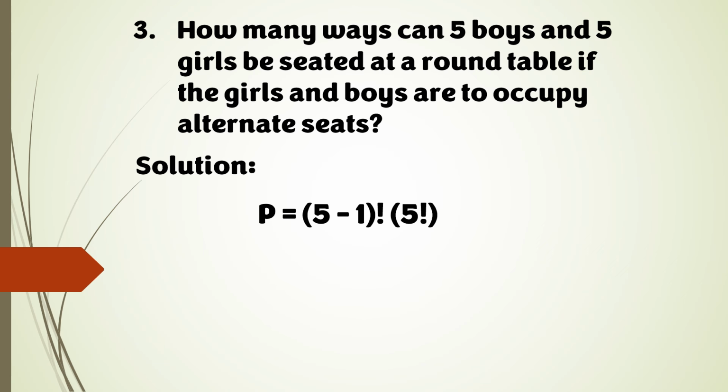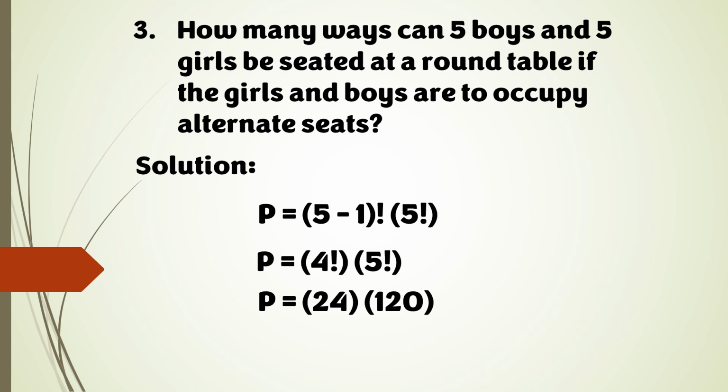And then simplify, 5 minus 1 is equal to 4. So that is 4 factorial times 5 factorial. And the value of 4 factorial is equal to 24. And the value of 5 factorial is equal to 120. And then multiply 24 by 120, so P is equal to 2,880.